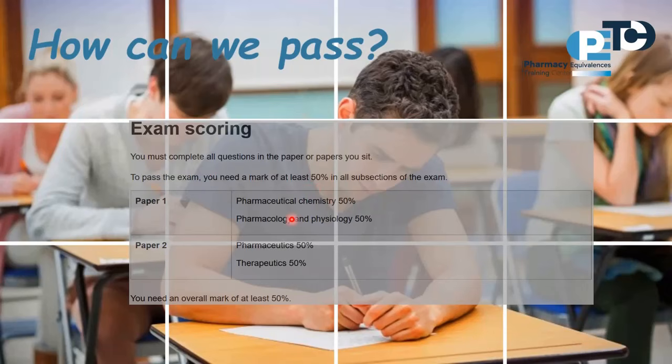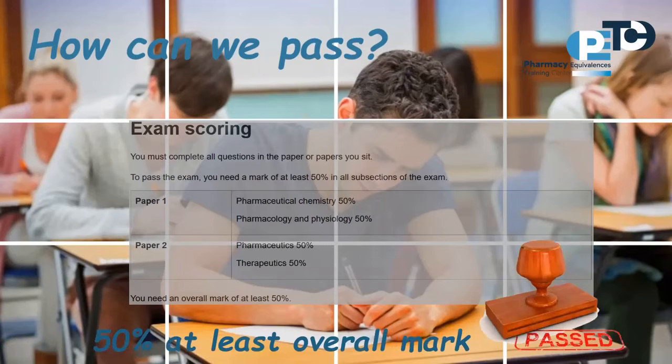And this is a change in the passing rule for the exam. Previously, it was 50% of each topic in each paper. Now, you should mark at least 50% in all subsections, and the weight of scoring of each section will be 50% of each paper. So at the end, you need an overall mark of at least 50%. Then you will pass. This is good news for the new version of the KAPS exam.